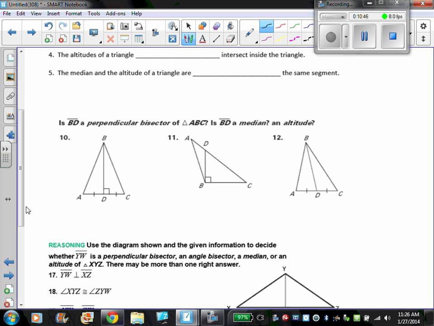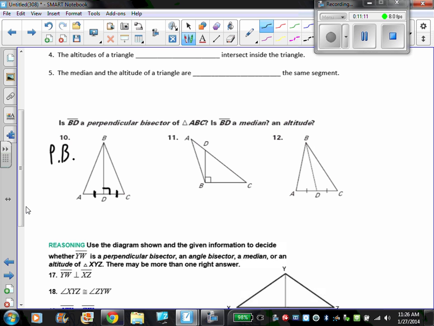This one: perpendicular bisector, median, or altitude. Well, you just have to examine what's going on around here. Remember, a perpendicular bisector cuts a segment in the middle and forms 90-degree angles with that side. So if we look at 10, we have two equal sides. It's being cut down the middle. There's a right angle. This is a perpendicular bisector.